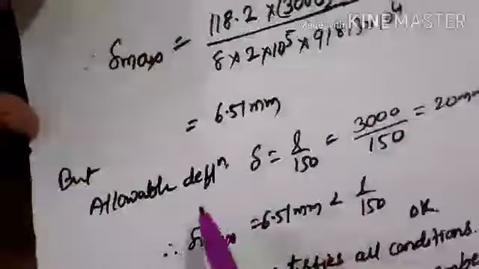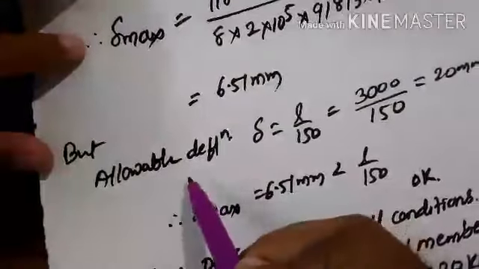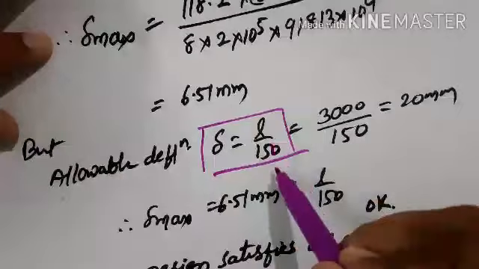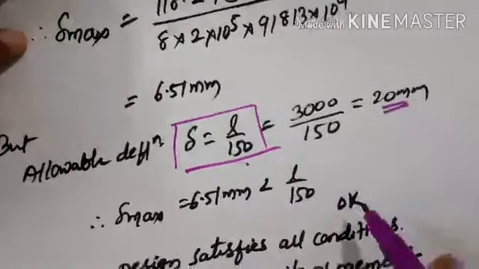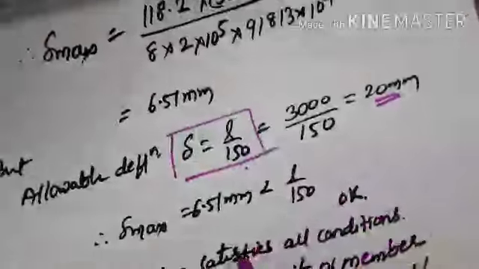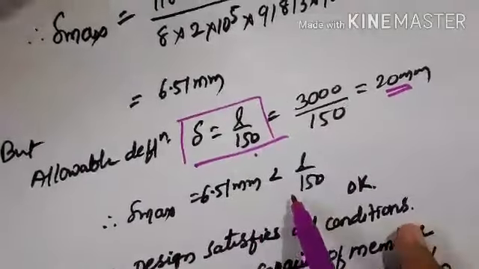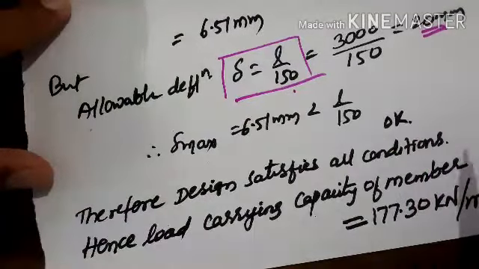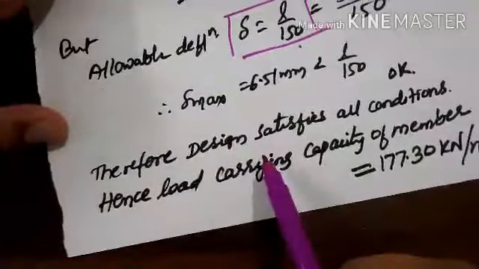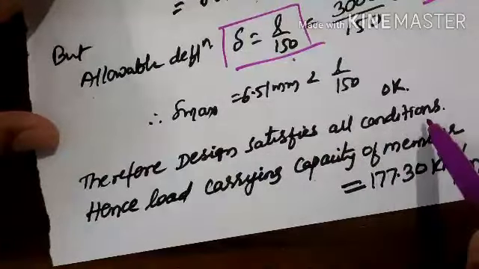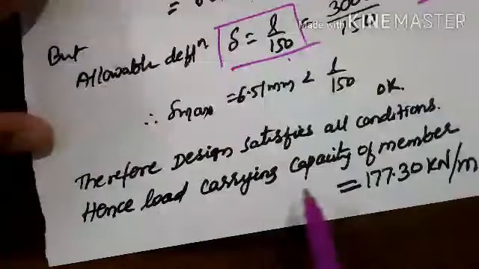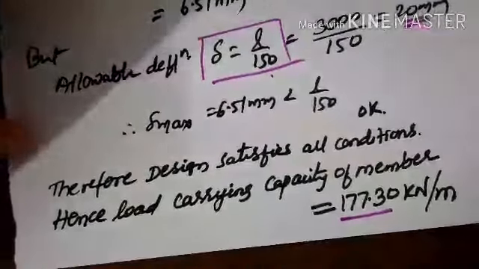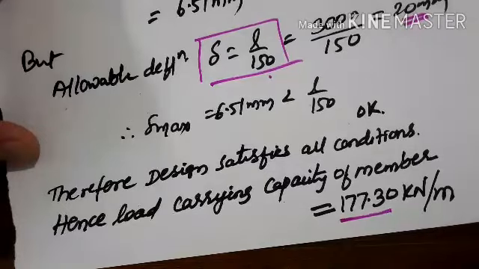But allowable deflection as per the code, delta should be L by 150. So this much is allowable. Hence delta max is 6.51, which is less than L by 150. Hence okay, it is safe in deflection. Therefore the design satisfies all the conditions. Hence the load carrying capacity of the member will be 177.3 kilonewton per meter.